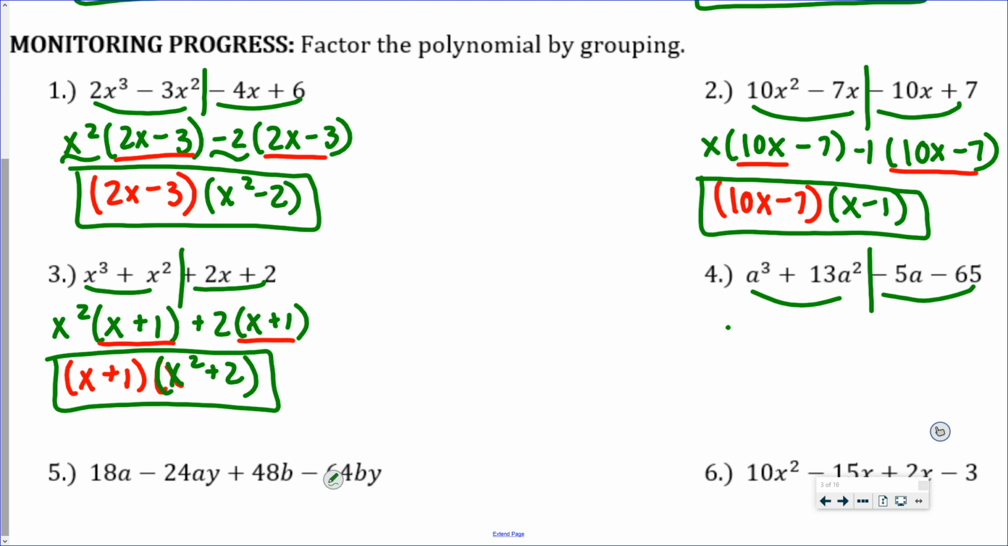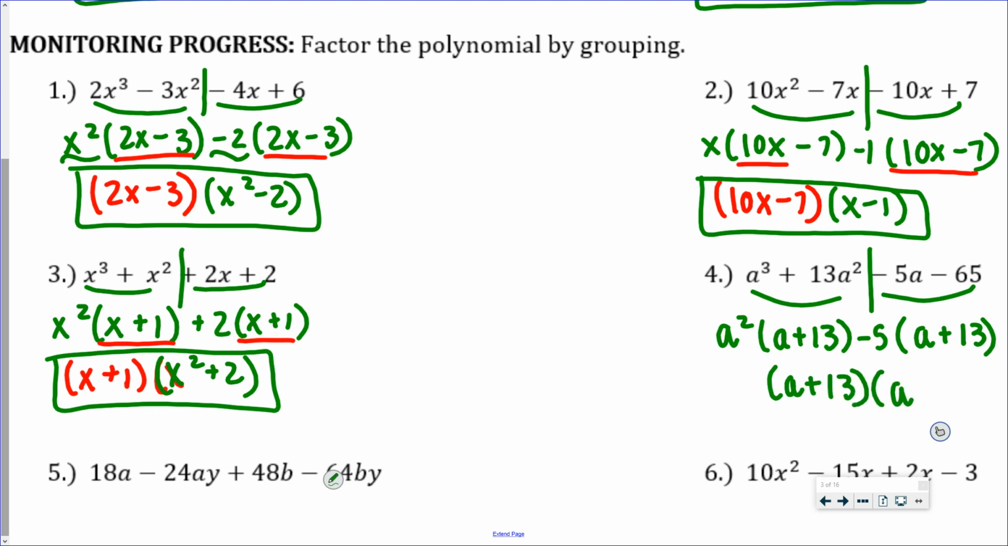So number 4, you can factor out an a squared to be left with a plus 13. And again, if this helps you, work backwards and ask yourself, what could I factor out of that second group in order to be left with an a plus 13 and be a -5? Then you can factor out the a plus 13s. And you're left with a squared minus 5.